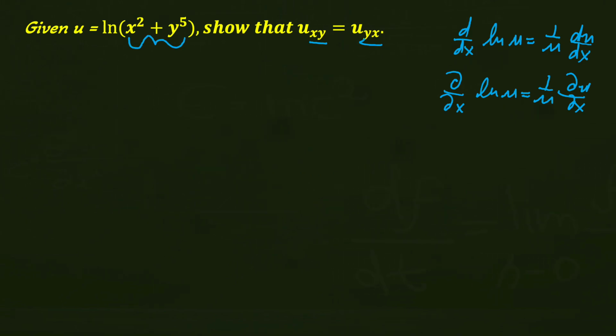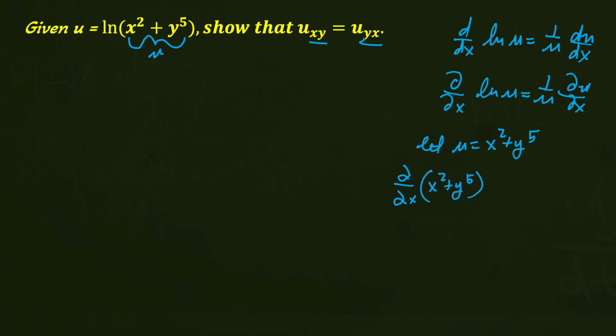The value of u is the expression inside the parentheses, and that is x squared plus y to the fifth. So we will let u equal the expression inside the parentheses, which is x squared plus y to the fifth. And what is the partial with respect to x of this expression, because that is the partial derivative of u with respect to x? With respect to x, that is equal to 2x plus 0, or that is equal to 2x.